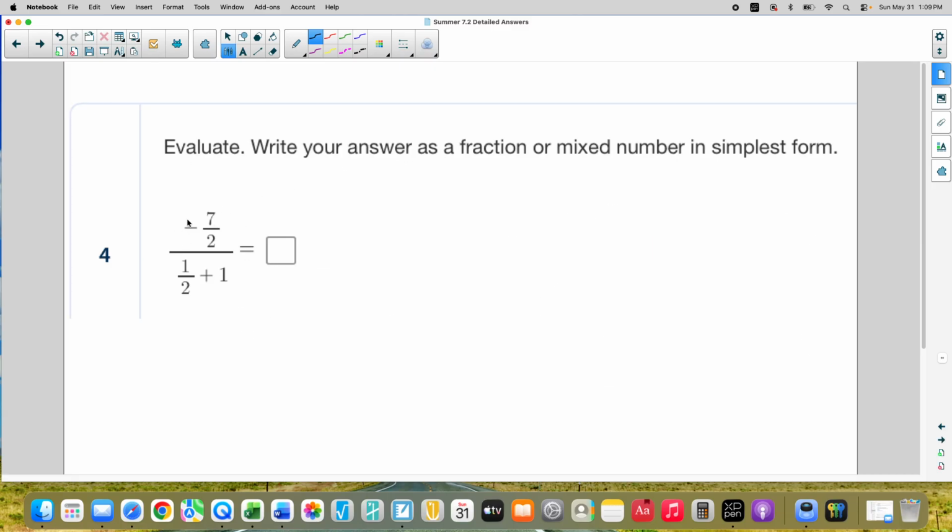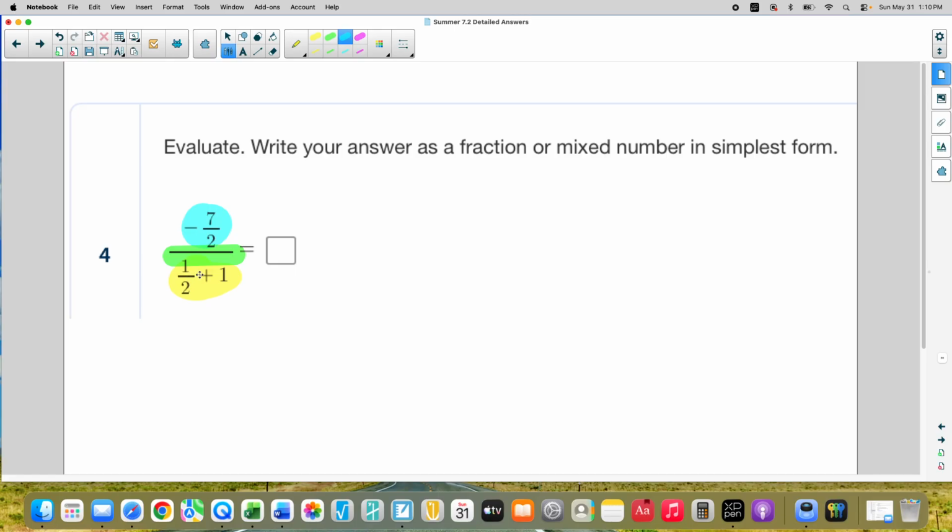Evaluate, write your answer. I love this. This is great. So this is what we call a vinculum. This is our first challenging question of the summer. And we have a vinculum, and it says negative 7 halves divided by 1/2 plus 1. So this vinculum, we have to simplify what's in the numerator and simplify what's in the denominator.